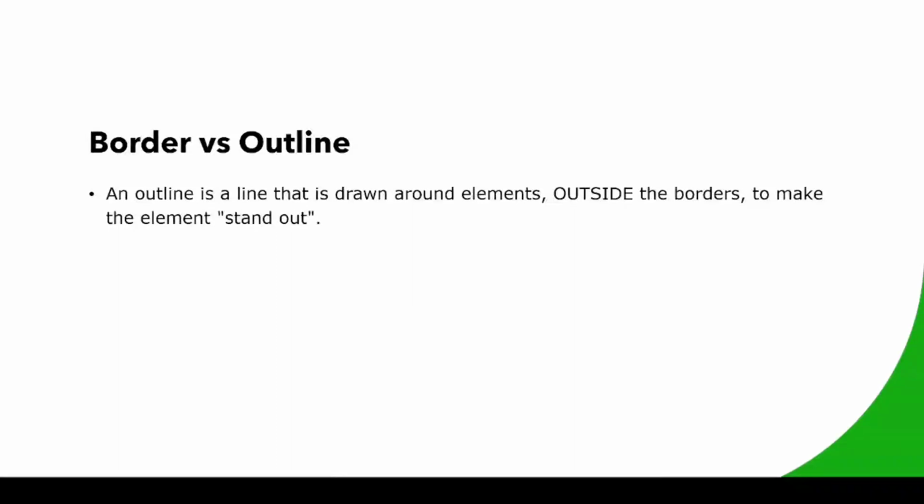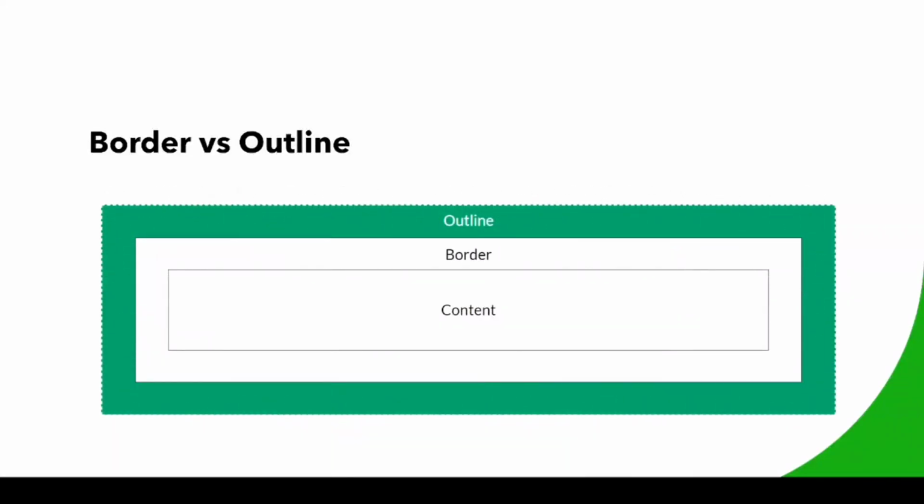Now, border versus outline. An outline is a line that is drawn around an element, outside the border, to make the element stand out. For example, this is our content, and after that we have the border. It increases the size of the displayed content, or it affects the alignment of the content. And after that we have the outline. Outline is outside of the border and the content. It is something like a border, but it does not affect the alignment of the content.